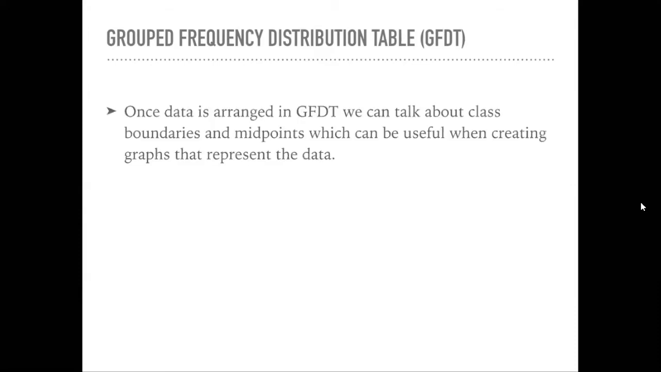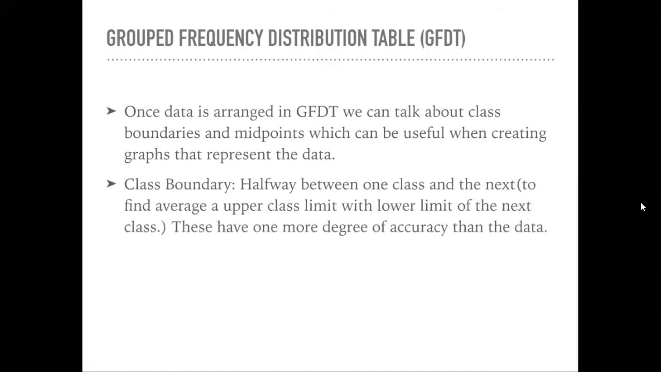All right, so a little bit more about group frequency distribution tables. Once all of your data is arranged in your group frequency distribution table, we can talk about boundaries and midpoints of classes. The boundaries are kind of your halfway point in between one class and the next. To find this, you'd average the upper class limit with the lower class limit of the next class.